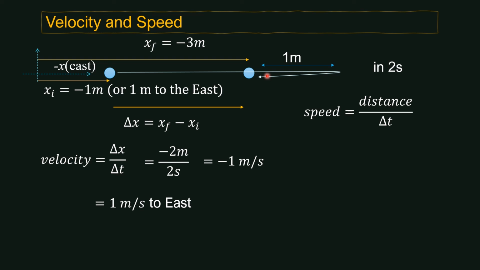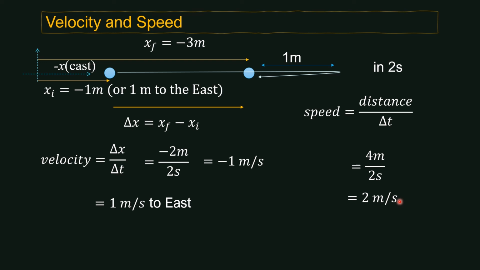And distance is always positive or has no sign. Okay? So time interval is still 2 seconds because it took just 2 seconds to travel all this path. So distance 4 meters, time interval 2 seconds. Therefore, the speed is 2 meters per second. You can see velocity is 1 meter per second to the east. However, speed in this case is 2 meters per second.